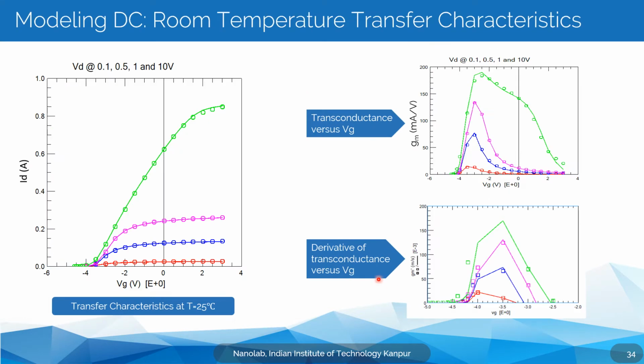The next slide is going to be about the input or the transfer characteristics of the device. As we can see at 25 degrees, again overlapping with the measured results. The first derivative is the transconductance, and this is GM prime, which is the first derivative of transconductance, or the second derivative of the drain current with respect to VG.